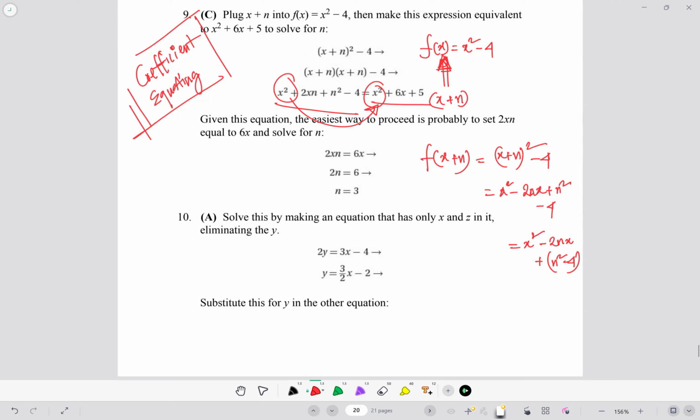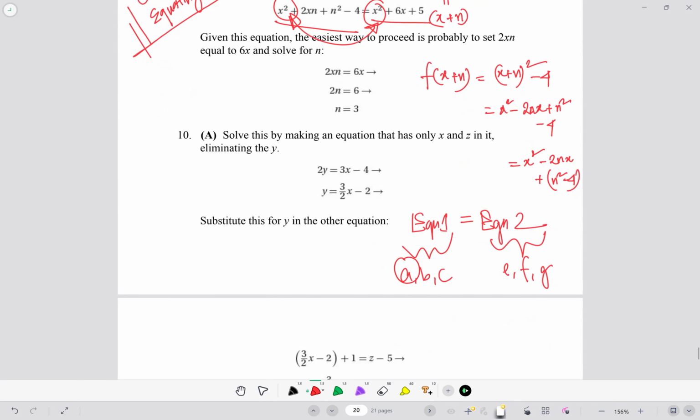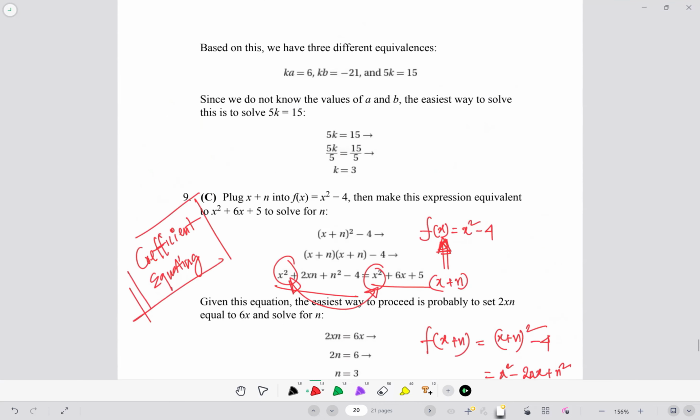You can just relate them because we have two different equations. For example, equation one in the left hand side, and then equation two in the right hand side. Equation one has some coefficients like a, b, and c, and equation two has some coefficients like e, f, g. Then you can just say a equals e, b equals f, and c equals g. This is it, as simple as that.